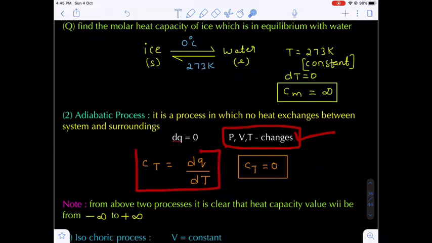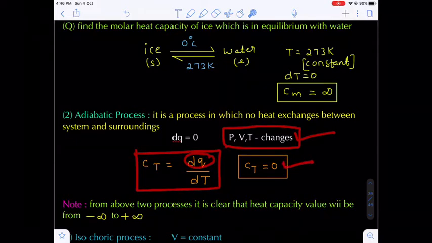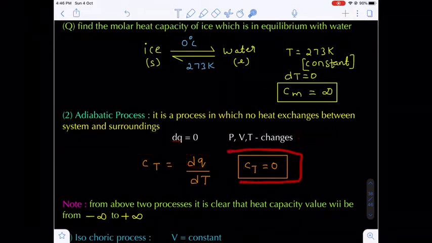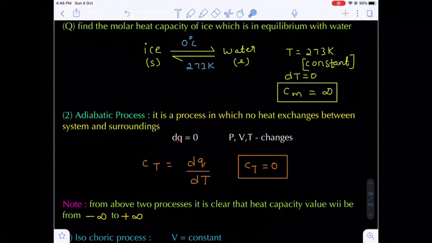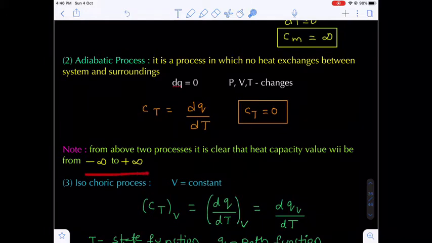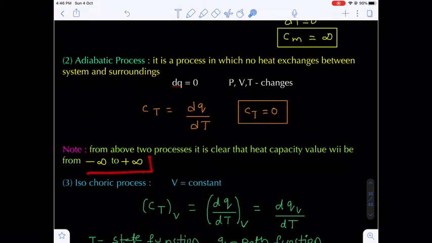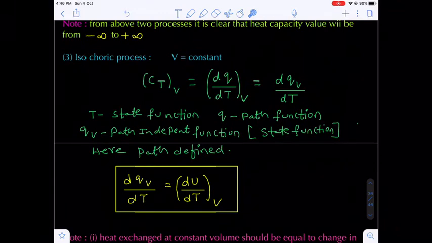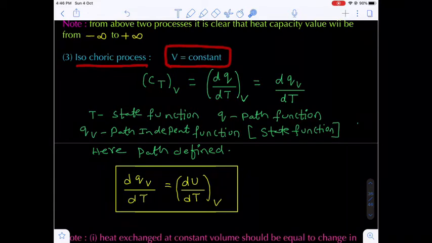Now the total heat capacity Ct will be equal to dq by dt, where dq will be 0, numerator will be 0, so the heat capacity of the adiabatic process is 0. What is the heat capacity of isothermal process? Infinity. Adiabatic process 0. From these two processes we can conclude the heat capacity value ranges from minus infinity to plus infinity. What is the heat capacity value range? Minus infinity to plus infinity. Okay. Now the third process, isochoric process, very important process, where the volume is constant.